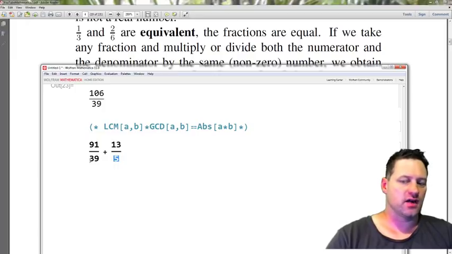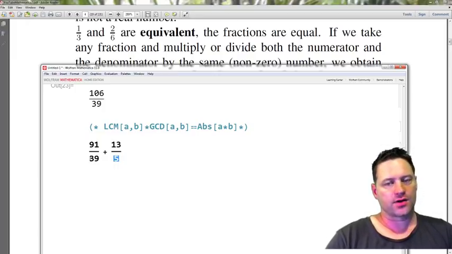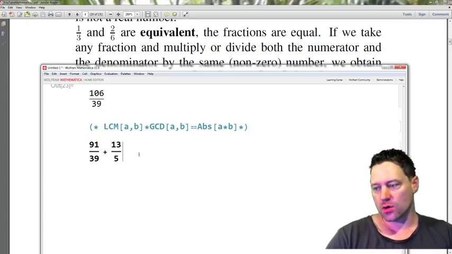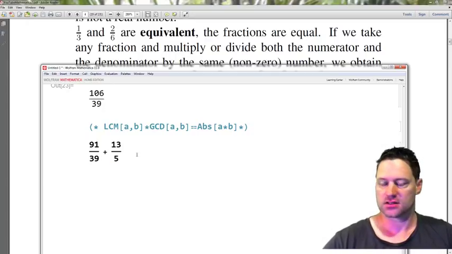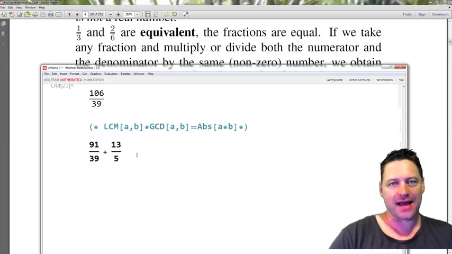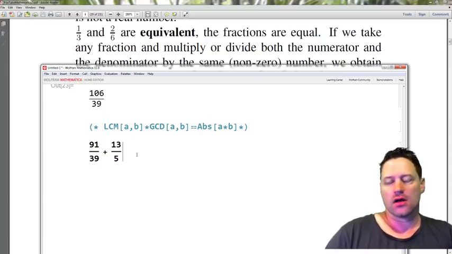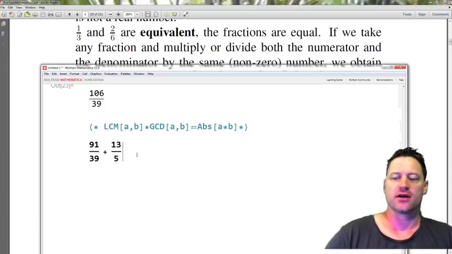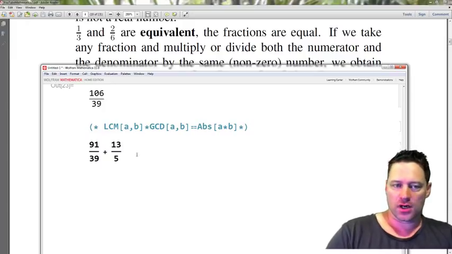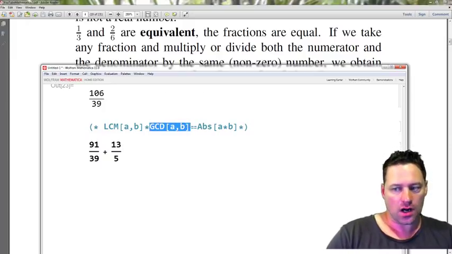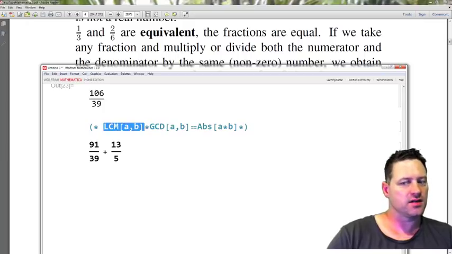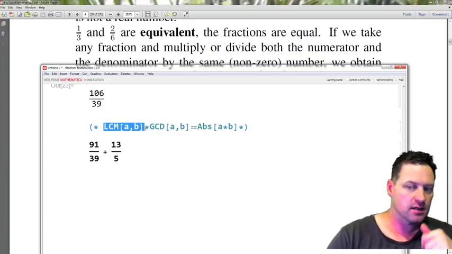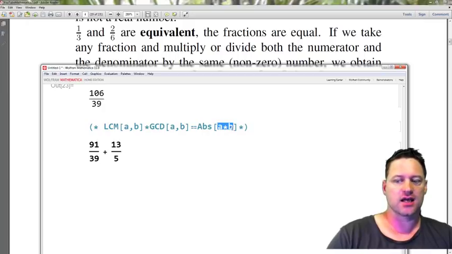Now, I know that 5 and 39 have a greatest common divisor equal to 1, so in other words, no common divisors. Okay, so what does that mean for adding these two? Well, what we have to do is get a common denominator, but that common denominator is going to simply be the product, right? And how do we know that? Well, you can just look at this property. If this number is 1, the least common multiple, which is the common denominator, is just the product AB, right?